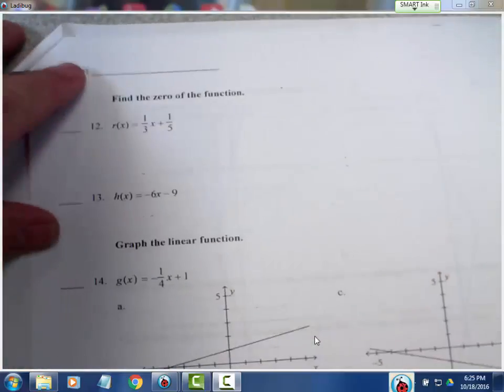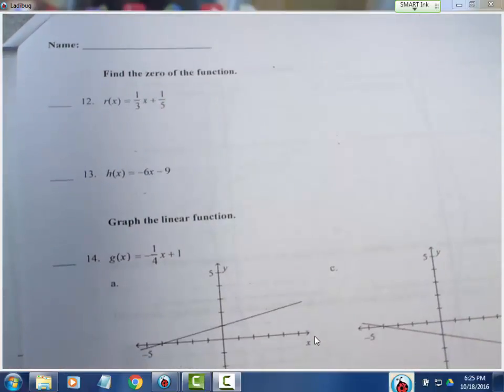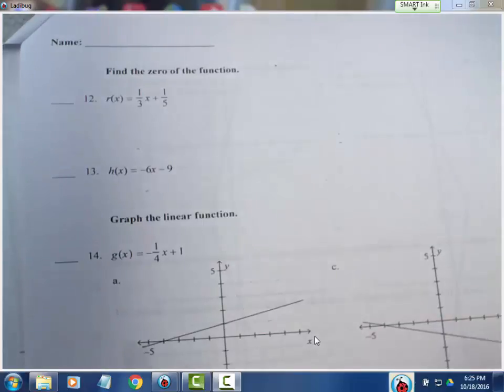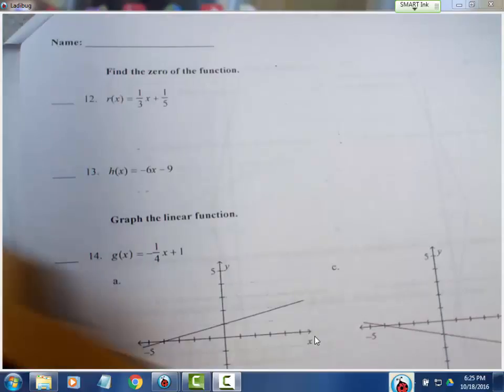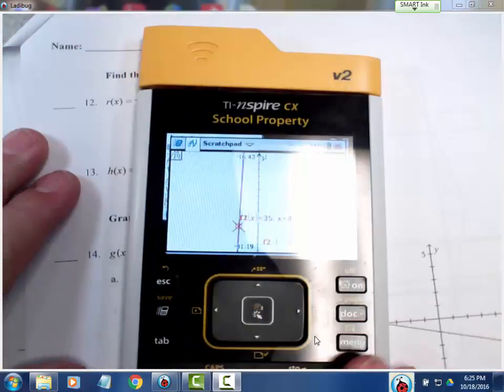Find the zero of the function. Okay, two choices really on this one. We can do it by hand or we can do it with our calculator. I'm going to show you calculator first because that's a little bit easier way of doing it.